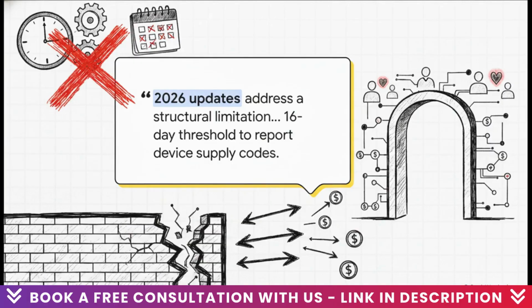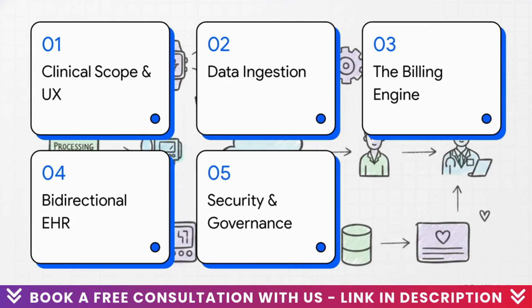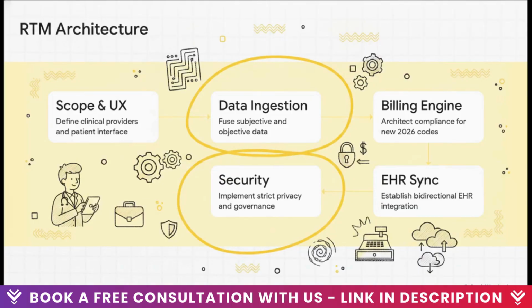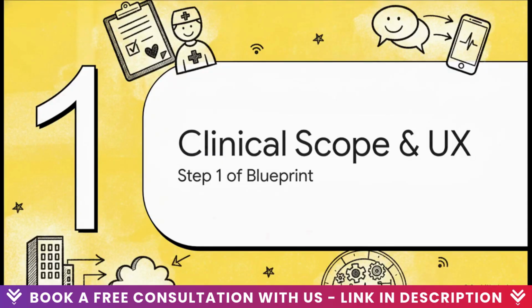We're looking at a fundamental shift in how RTM revenue is captured, and honestly, how clinical access is expanded for everyone. So here's our 5-step schematic to future-proof your RTM architecture. Clinical scope and UX, data ingestion, the billing engine, bidirectional EHR, and finally, security and governance. This is the exact sequential developer's blueprint your engineering team needs to capture this rapidly evolving market from the ground up. If you skip even a single step in this tech stack, you're risking severe clinical friction, or even worse, outright billing denials.